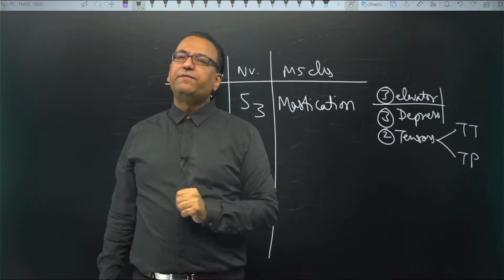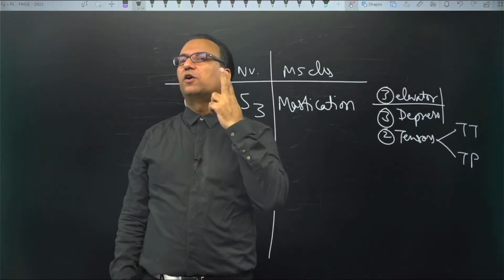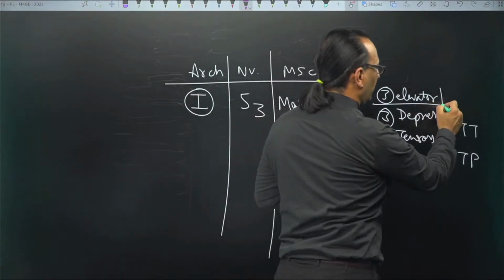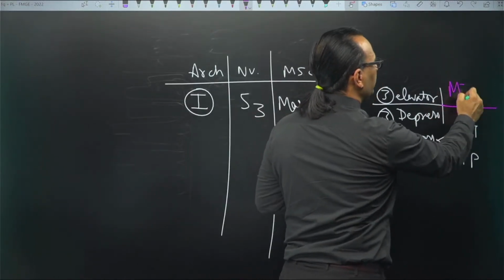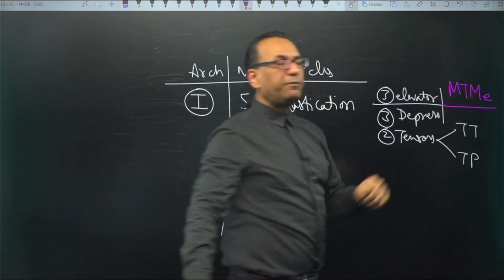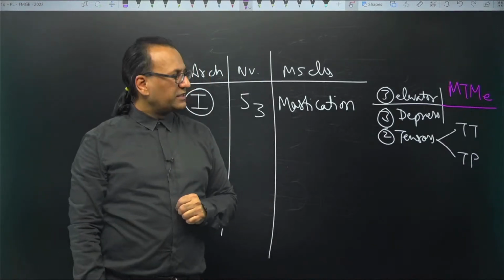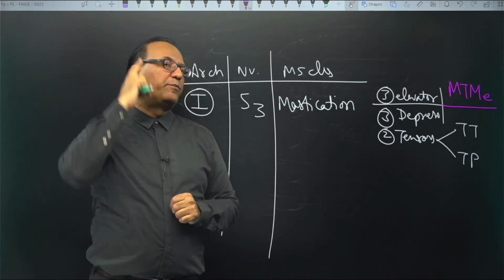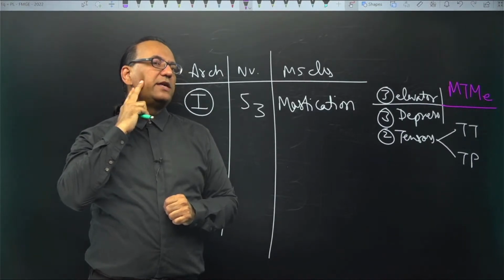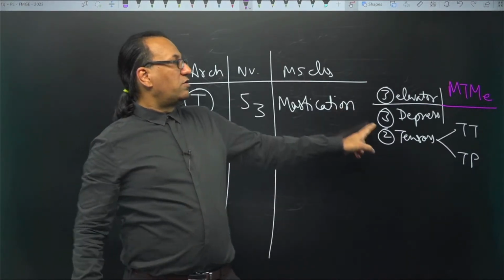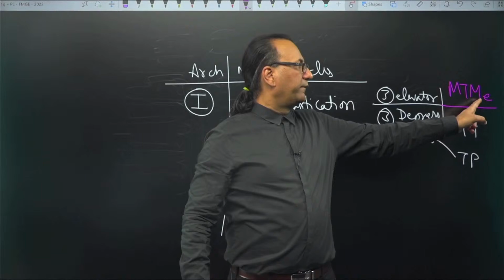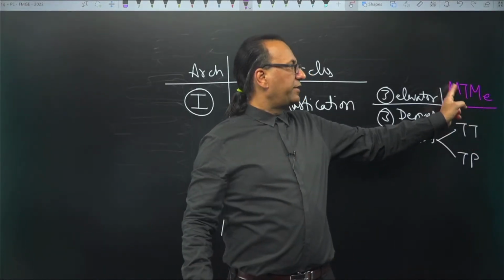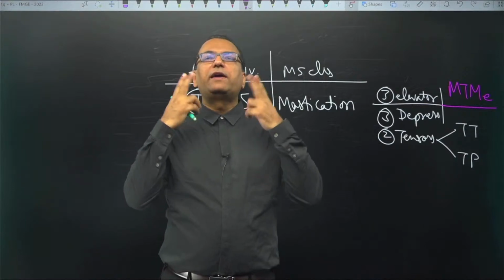So what are the 3 elevators of the mandible which can close the mouth? The mnemonic which I give here is MTM elevators. Now, what is this MTM elevator? M is masseter, T is temporalis, other M is medial pterygoid. So masseter, temporalis, medial pterygoid are elevators. E is for elevator, MTM elevators. They elevate the mandible and close the mouth.